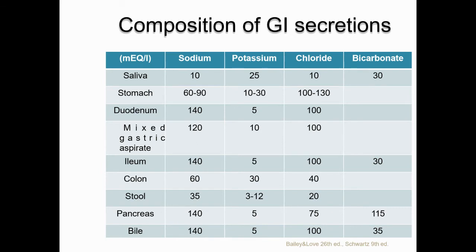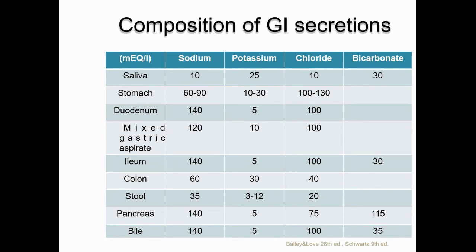In the stomach, we can see 60 to 90 milliequivalents of sodium, potassium about 10 to 30 milliequivalents, and chloride about 100 to 130. In the case of the duodenum, sodium will be about 140 milliequivalents, potassium about 5, and chloride about 100. In mixed gastric aspiration, sodium is about 120 milliequivalents, potassium only about 10, and chloride about 100.